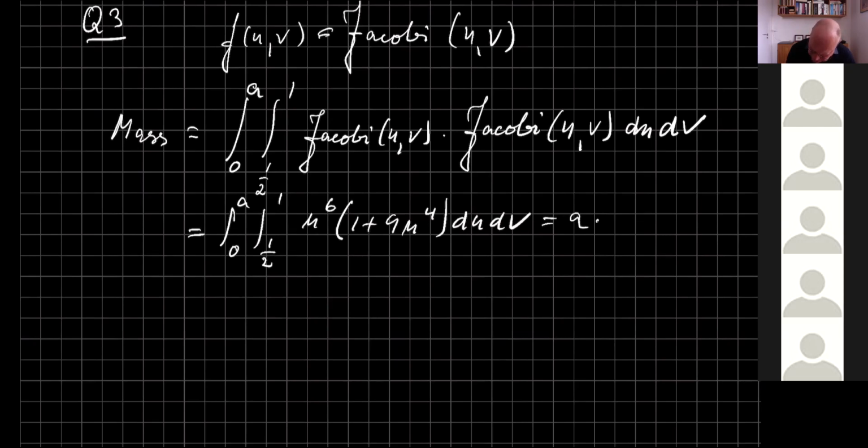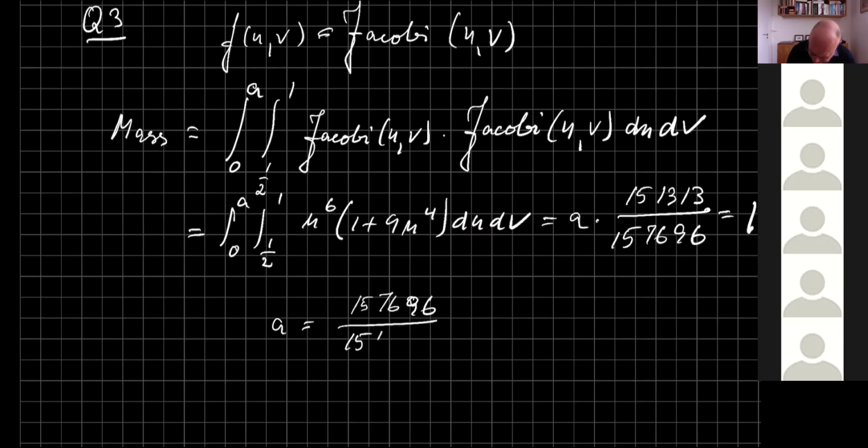bounds here is 15,13 divided by 15,76,96. And this should be equal to 1. Simple equation you can solve with respect to a, so you get 1576 divided by 15,13. And this is approximately 1.04. So this is the result of this computation. And this completes the third problem in this exam set.